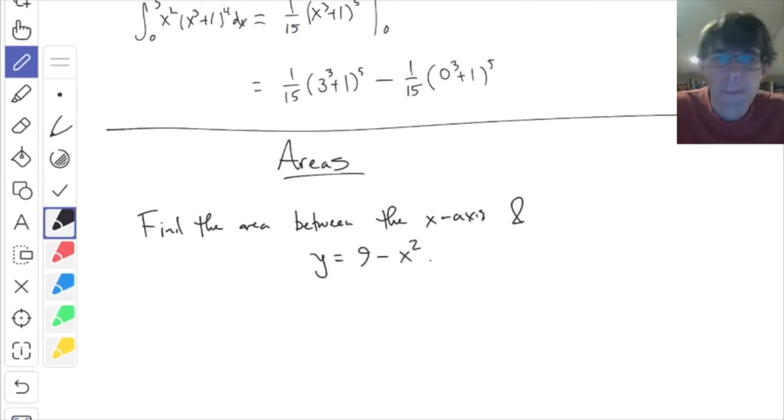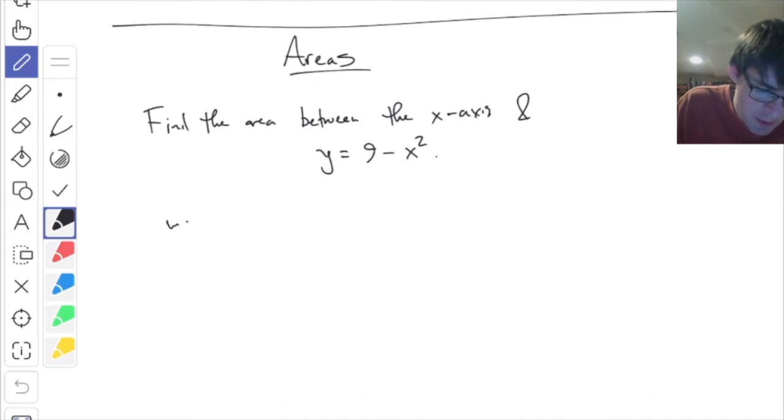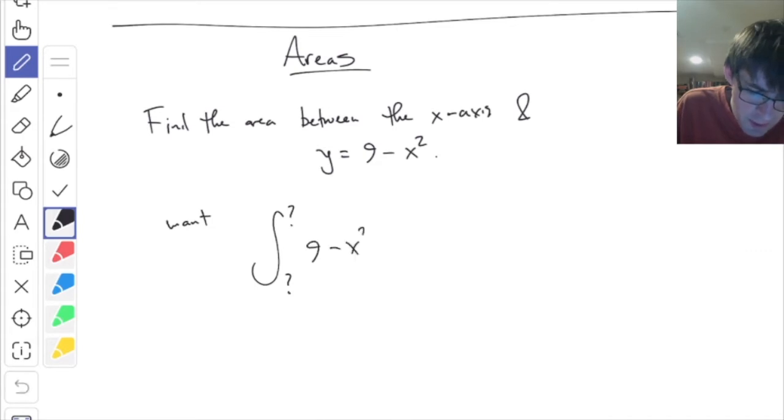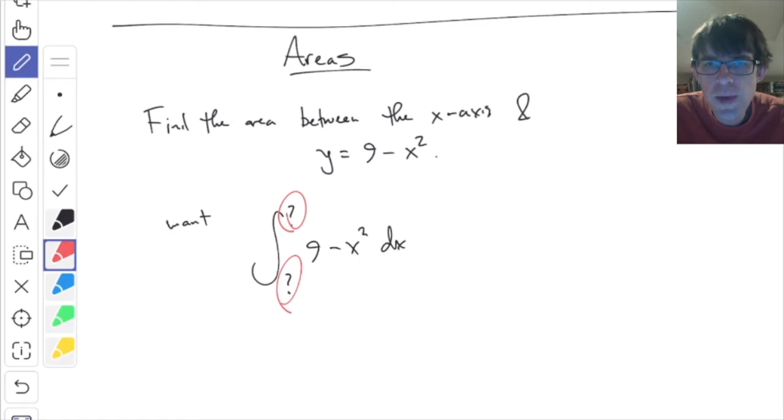This one does not come with a picture or a description of which x values to use. So what we want is to set this up like this: the integral from something to something of 9 minus x squared dx. The question is, what are these numbers? What are we going to use for those values? They would describe geometrically where the x's go in this region, the area that we're trying to describe.